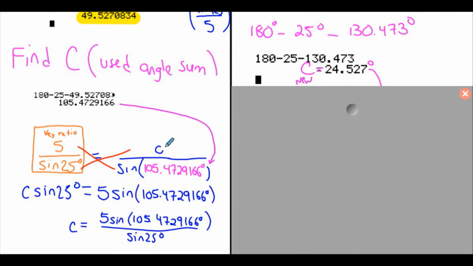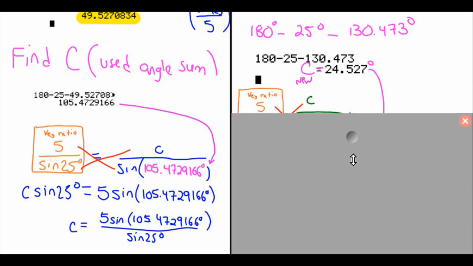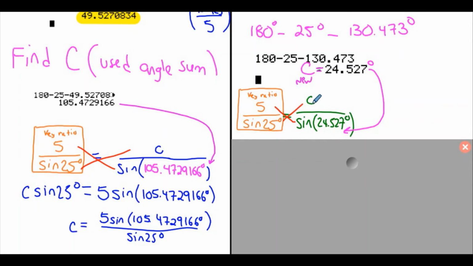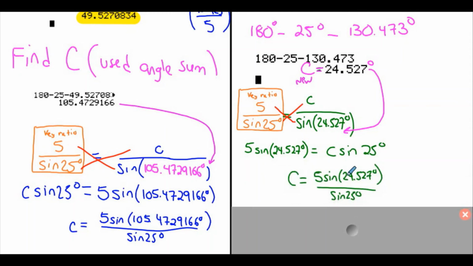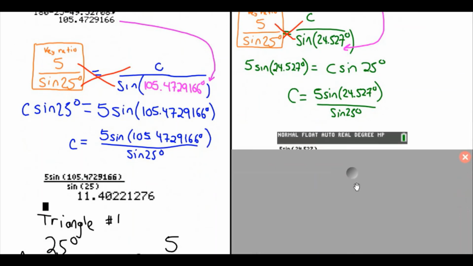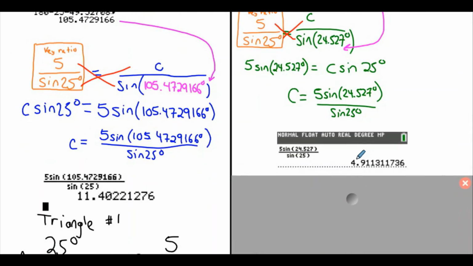I then look at what I did here. I used a key ratio. I found little c. I'm going to do the exact same thing. Key ratio, find little c, but I'm using my new C to do it with. So then I cross multiply. I get 5 sine 24.527 degrees. I cross multiply. That gives me c sine 25. I then divide by sine of 25 on both sides. I type this into the calculator and I get a new little side c of 4.911.